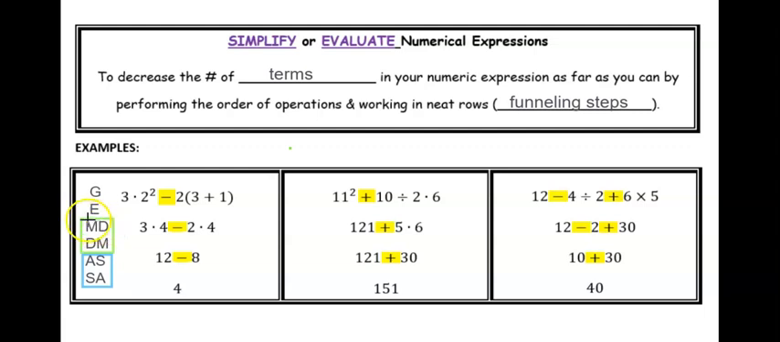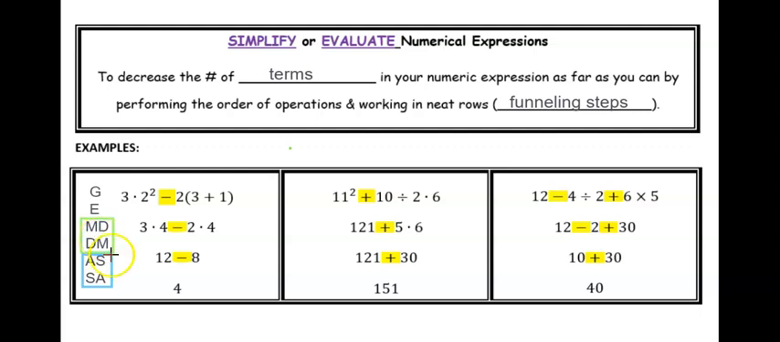And please note that I put GEMDAS, but I didn't leave it at that. I also put under the MD, I put DM, and under the AS, I put SA. Because remember, when we're doing our order of operations and we have a term that has multiplication and division in it, we are going to work those terms left to right to clean them up. The order can be multiplication then division, or sometimes it's division first and then multiplication. It's whatever is first in your expression, that's what you're going to do first.